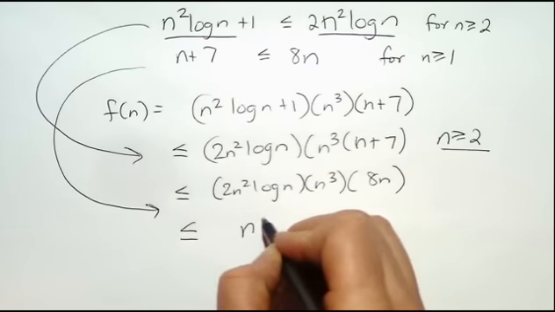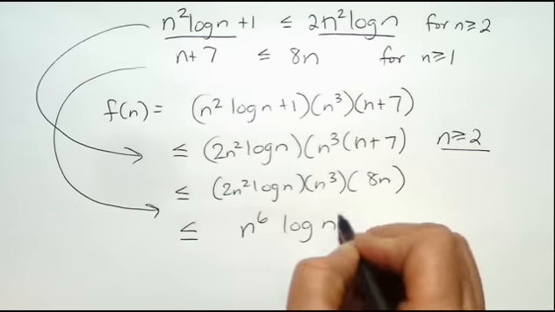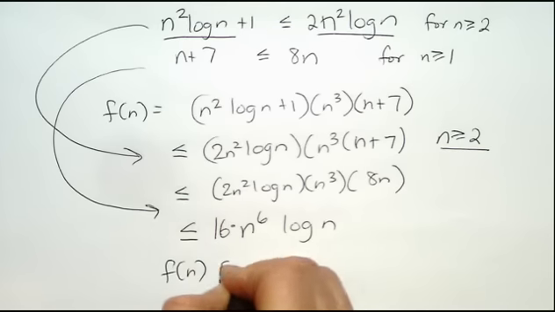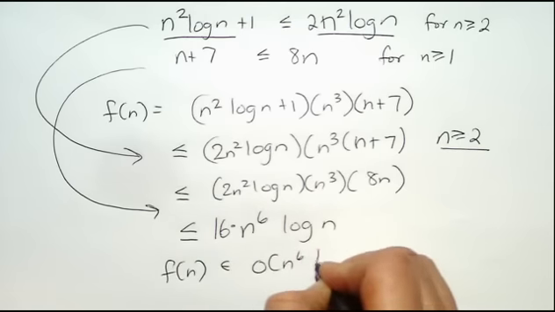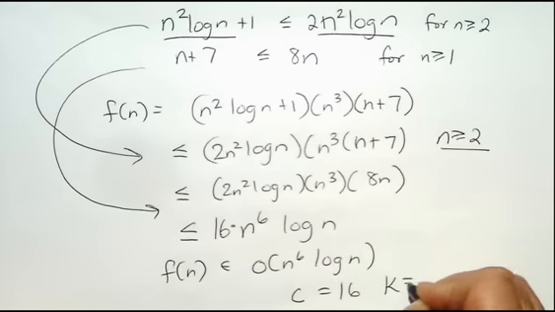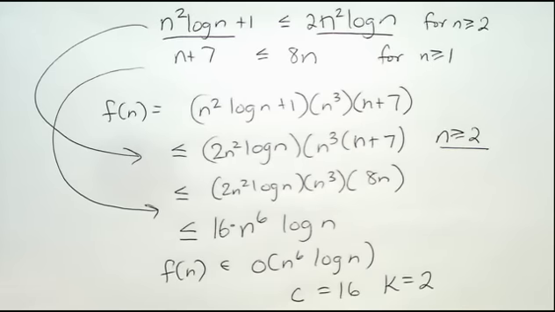And then I can combine my n's and my constants. So now I've shown that f of n is in big O of n to the 6 log n with a constant of 16 and a starting value of 2.